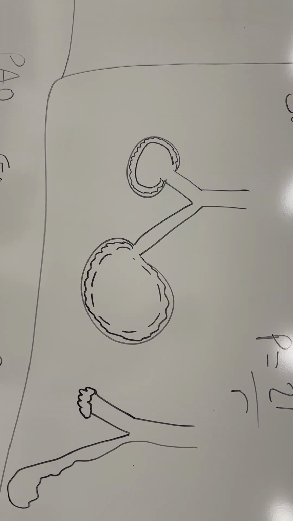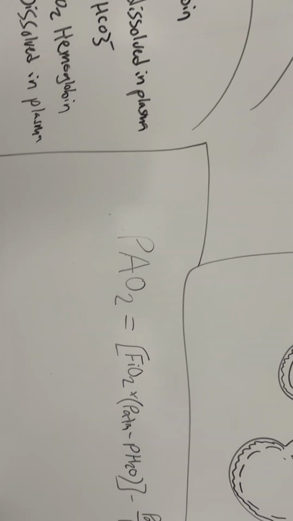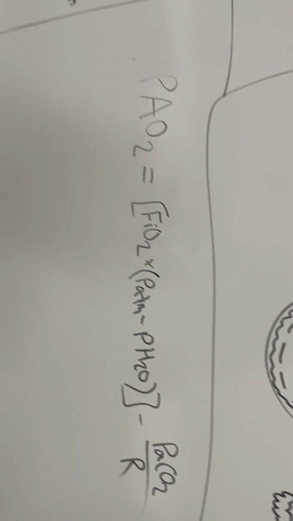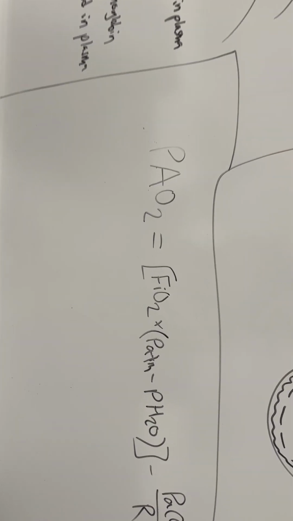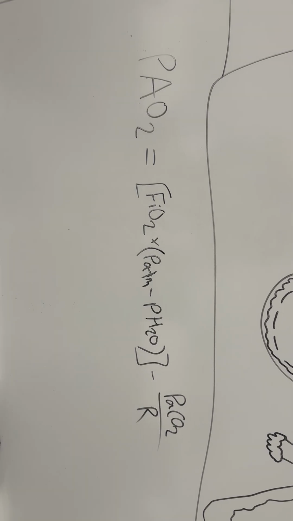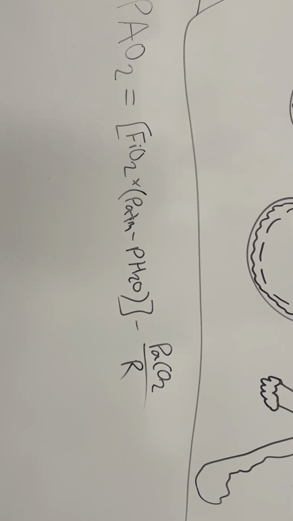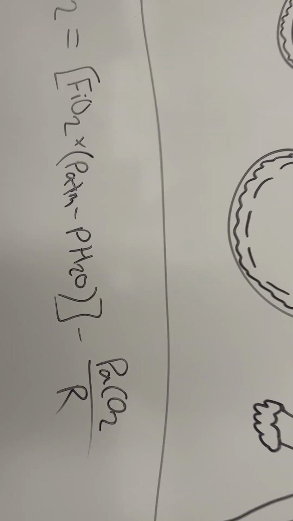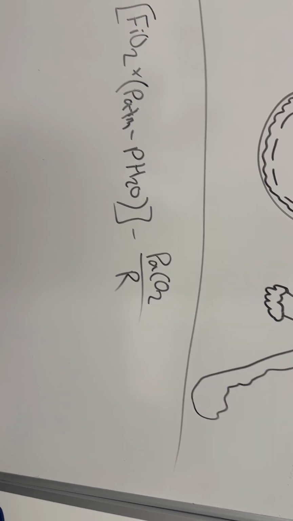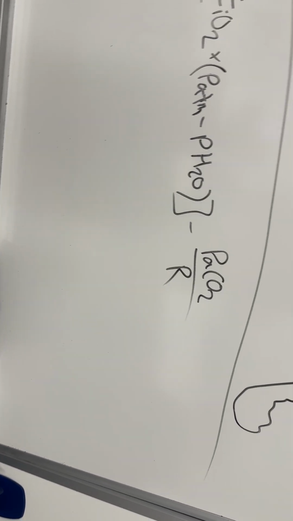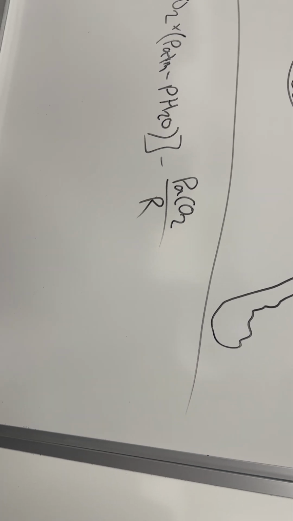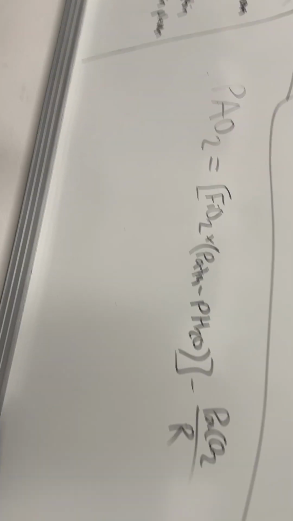Okay, let's go over the alveolar gas equation now. So the alveolar gas equation states that the partial alveolar pressure of oxygen is equal to the fraction of inspired oxygen times the atmospheric pressure minus the partial pressure of water, and then minus the partial arterial pressure of CO2 over that R value there, which is the respiratory exchange ratio.